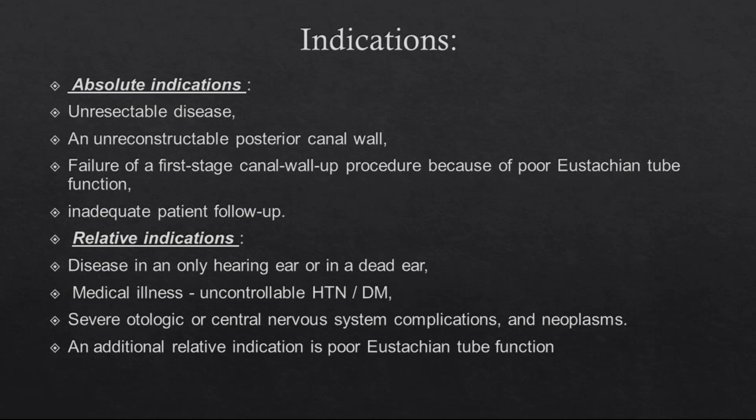Severe otologic or central nervous system complications and neoplasms, obviously malignancy warrants a canal wall down surgery, and poor eustachian tube functions also you go for a canal wall down.